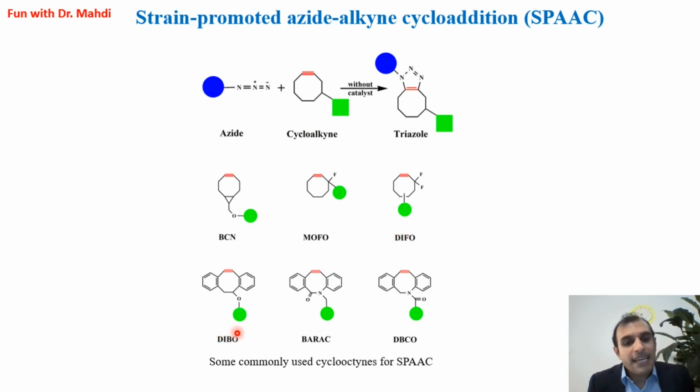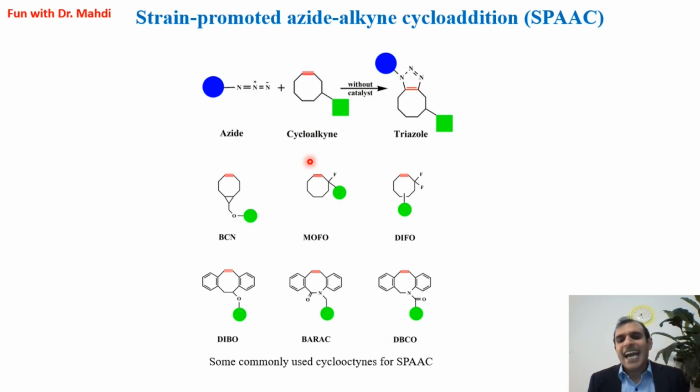We have dibenzocyclooctyne. Also, we have biarylazacyclooctynone or BARAC, and dibenzocyclooctyne or DIBO. The question here is, what's the difference between different types of cycloalkyne? It depends on the cycloalkyne that is used in this type of chemical reaction.